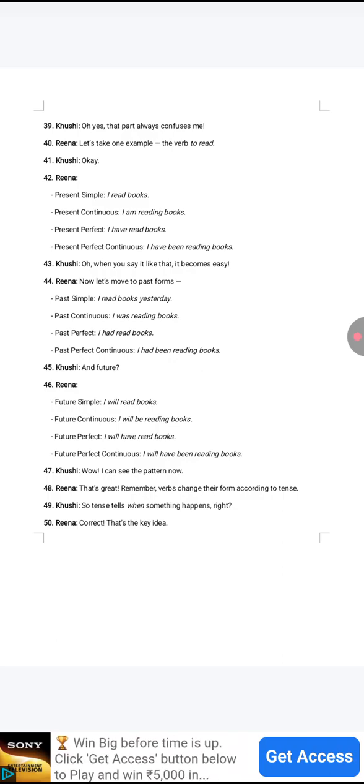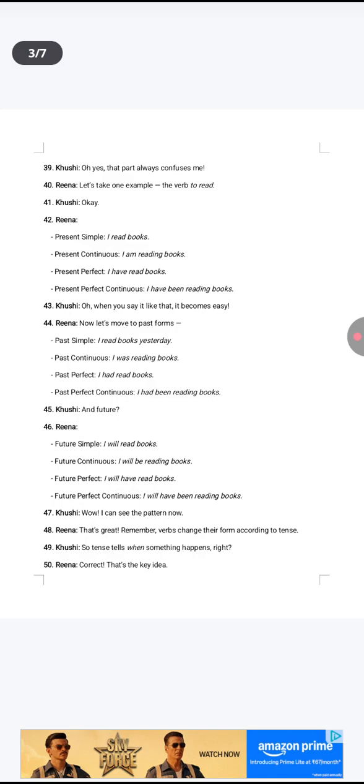So let's understand the modals. Now let's move to the third pillar, which is modals. I have heard of them, but I am not too confident about using them. Don't worry, Khushi. Modals are helping verbs that show attitude, ability, possibility, permission, and necessity. Can you list some? Sure, Khushi. Can, could, may, might, must, shall, should, will, would, need to, ought to.